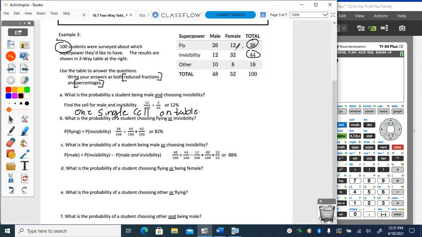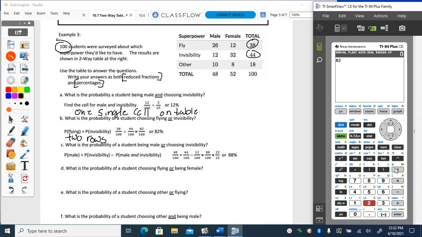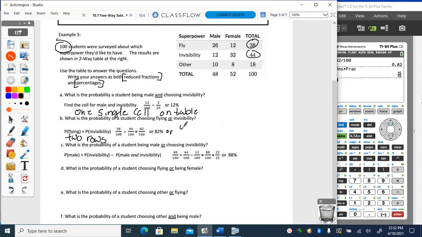These are in 2 rows, so we'll have to add them up. That means we'll have 38 over 100 for the probability of flying and 44 over 100 for the probability of invisibility. Then we get 82 over 100, or 82%, and we can simplify that, 82 divided by 100, Math, enter, and get us 41 over 50 for our reduced fraction.